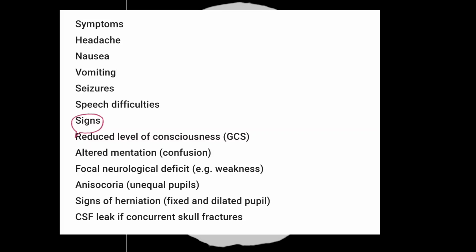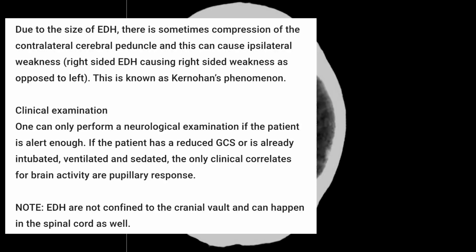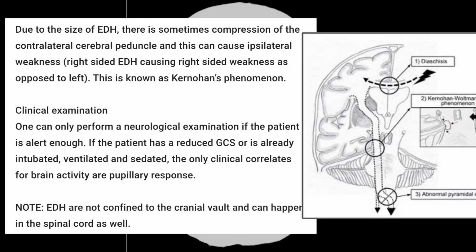Reduced level of consciousness, GCS, altered mentation, confusion, focal neurological deficit, for example weakness, anisocoria (unequal pupils), signs of herniation, fixed and dilated pupil, CSF leak if concurrent skull fractures. Due to the size of the EDH, there is sometimes compression of the contralateral cerebral peduncle, and this can cause ipsilateral weakness, right-sided EDH causing right-sided weakness as opposed to left. This is known as Kernohan's phenomenon.